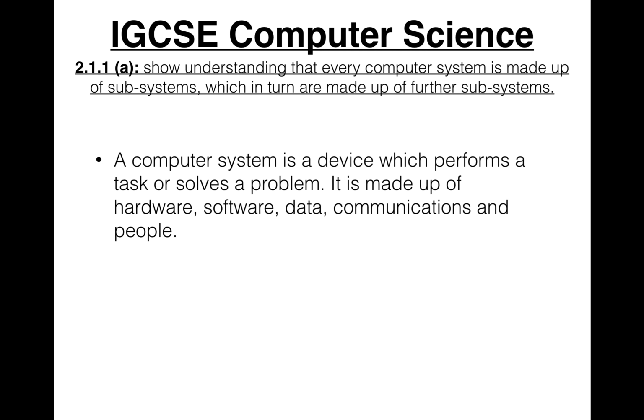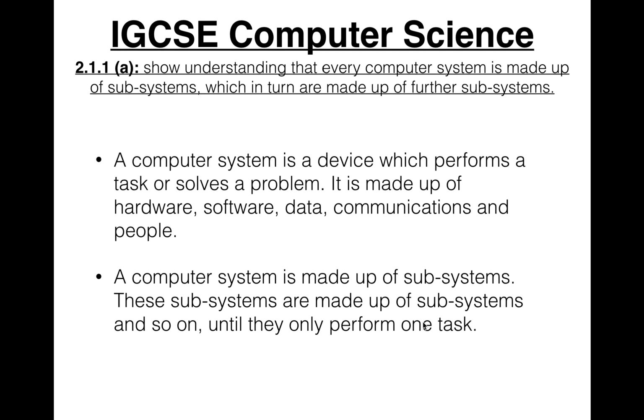A computer system is a device which performs a task or solves a problem. It's made up of hardware, software, data, communications, and people. Why people? Well, firstly, we make these computer systems, and we use them.